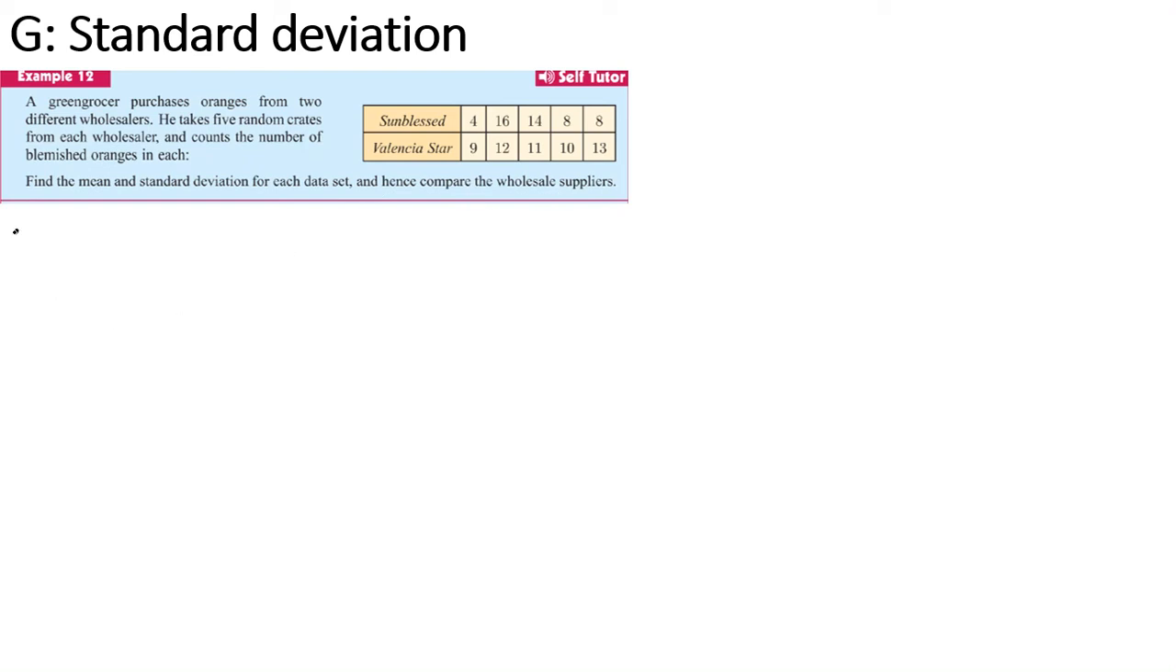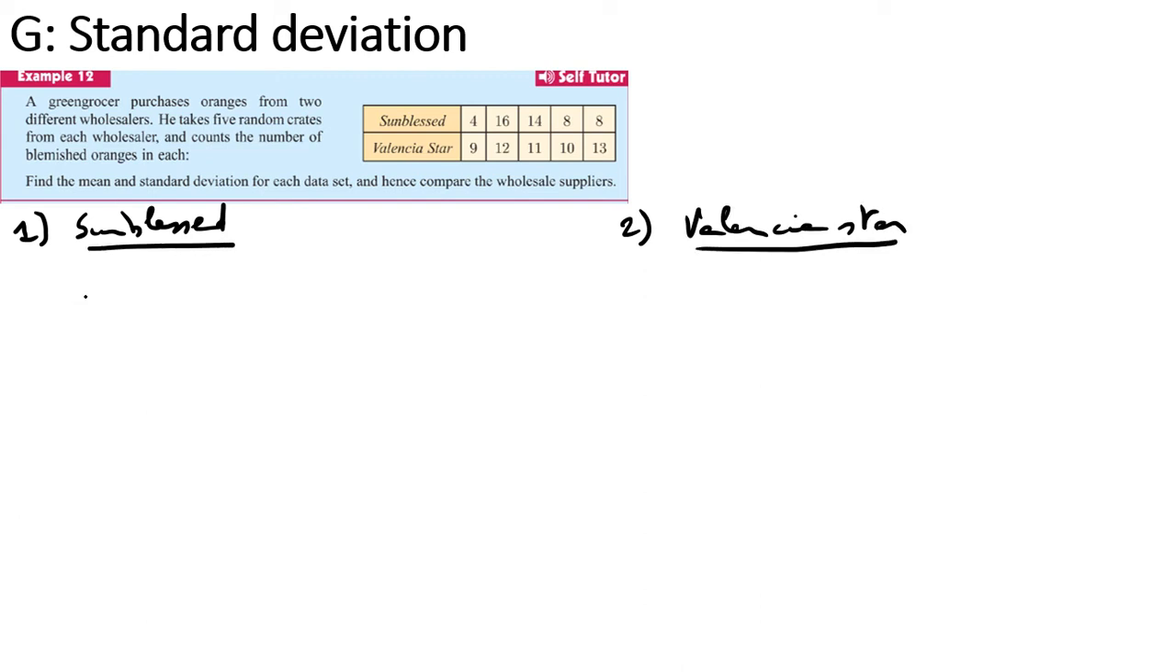Okay, so first we have Sunblest, and then we have Valencia Star. So we have to find the mean first. Let's call this x1. So the mean here is just you add all data values, so 4 plus 16 plus 14 plus 8 plus 8, and you divide by the number of values that you have in your data set, which is 5. And if you do that here, then you get 10.